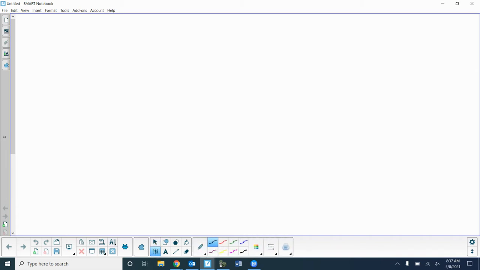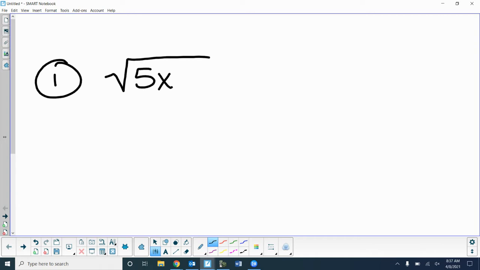Number one, we have a radical on the left side of our equation. But we also have a plus 4 on the left side. So, what do we got to do? Subtract 4. Yeah, we got to get the radical isolated.